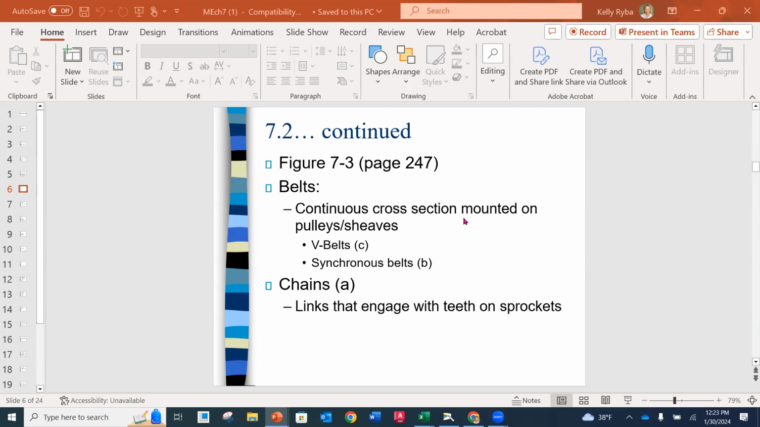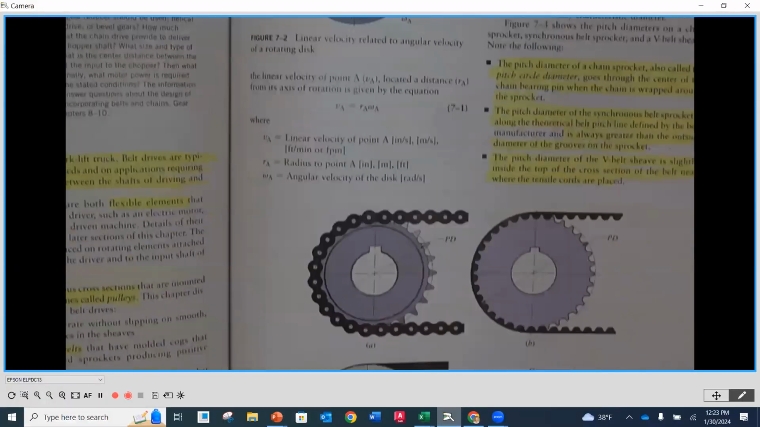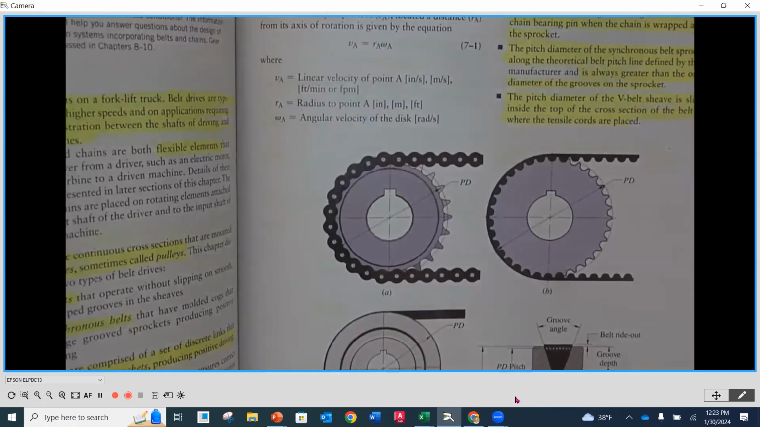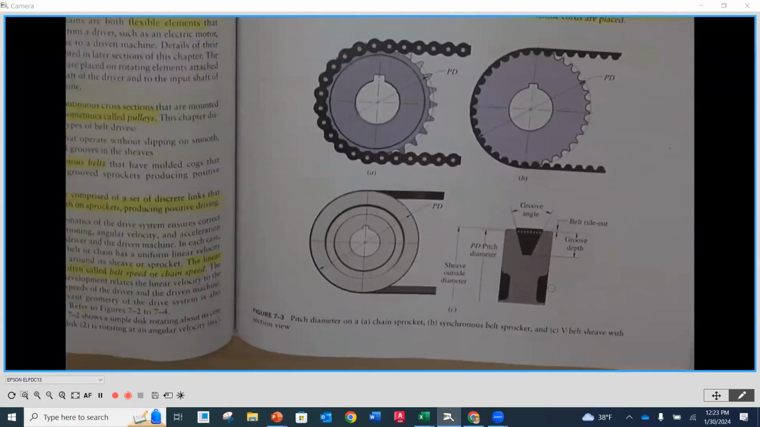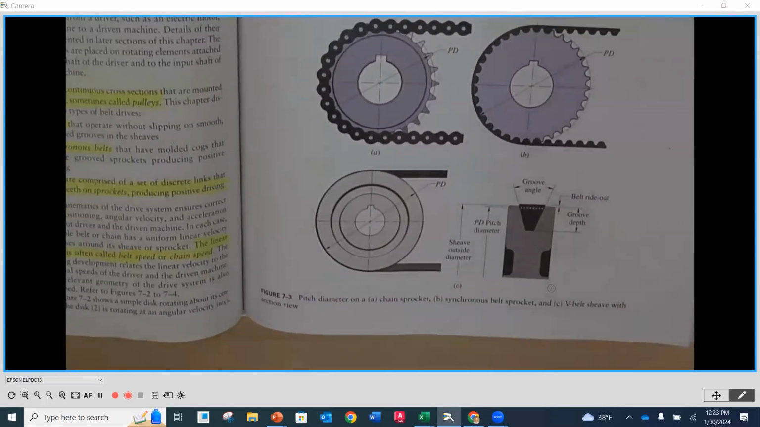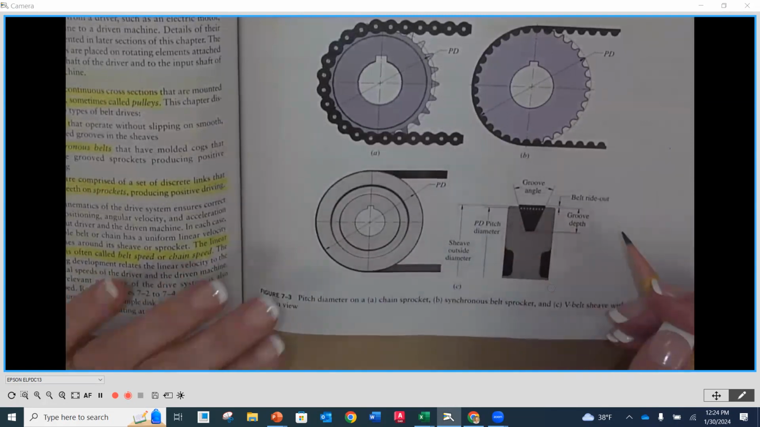Now, as we look here, we're going to open up to page 247 and look at figure 7.3. I've got my chant box down here. I'm going to scooch it down here. Now, down here, this figure on the bottom of page 247 shows us 3 different types of drives and how they actually transmit rotational speed and torque.